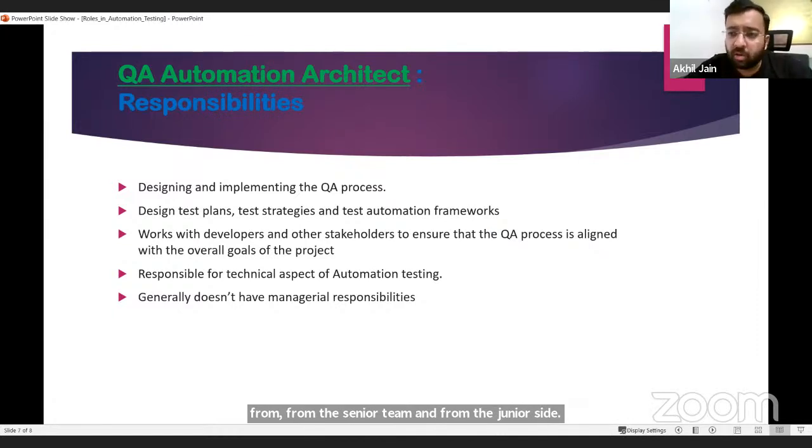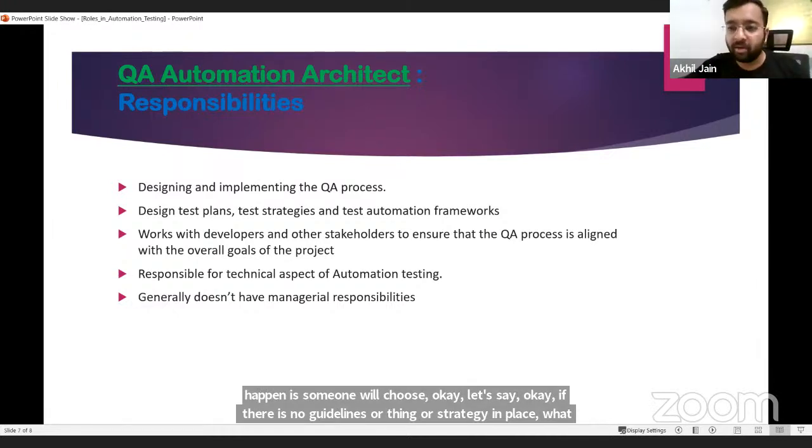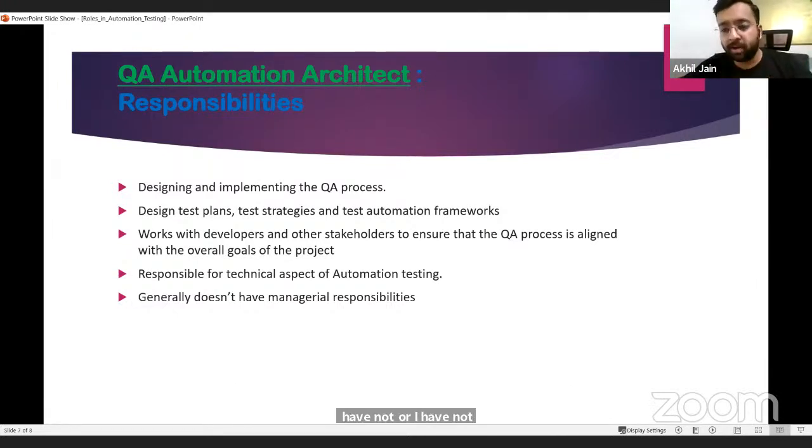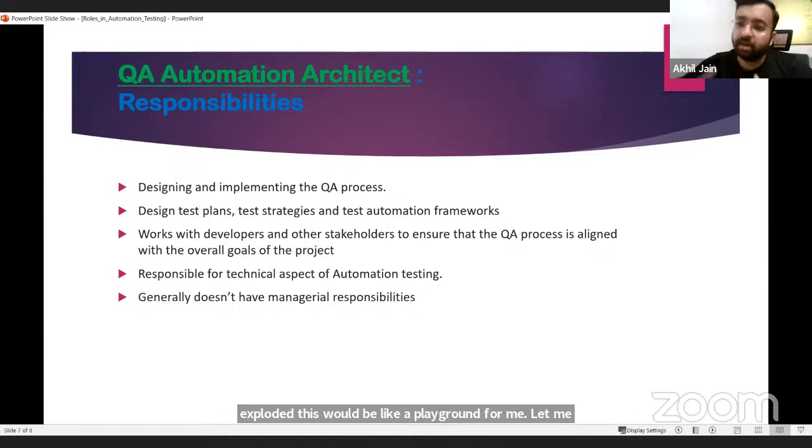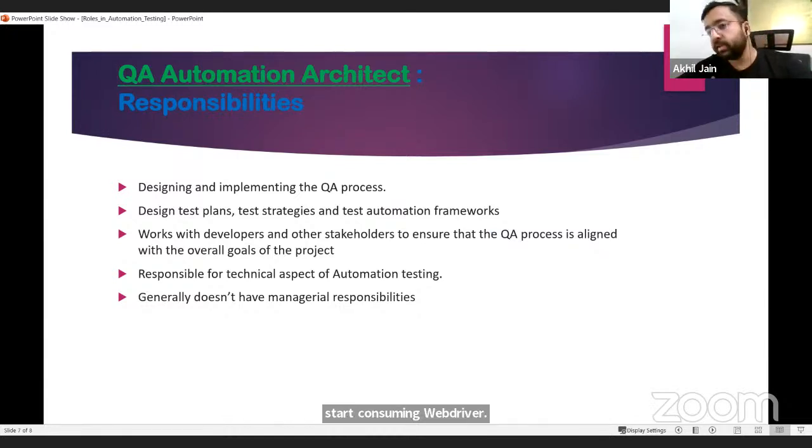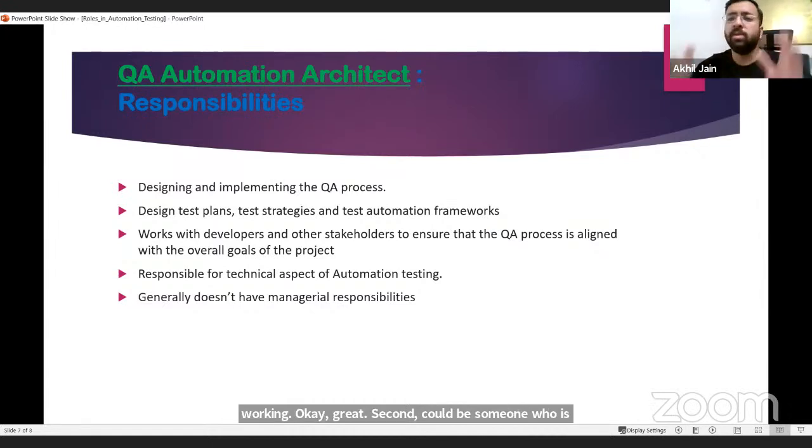Okay, if there are no guidelines or strategy in place, what will happen is someone will choose, okay, let me use WebDriverIO because I have not explored it. This would be like a playground for me. Let me start consuming WebDriverIO and I will build the capabilities while I'm working. Okay, great. Second, could be someone who is very proficient in Java and knows, okay, I have already built a framework. All right, let me use the same here and build it up.